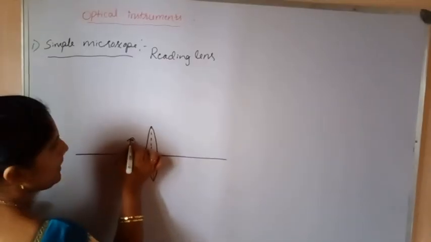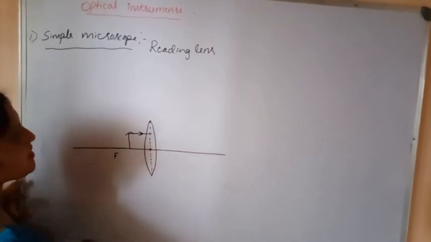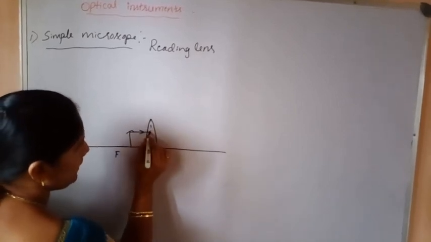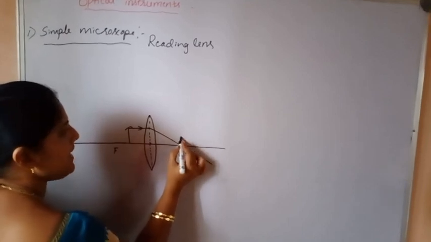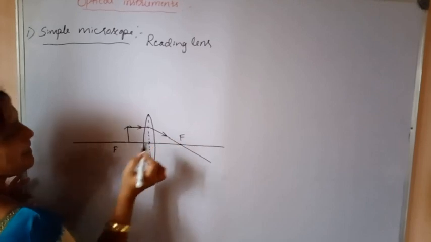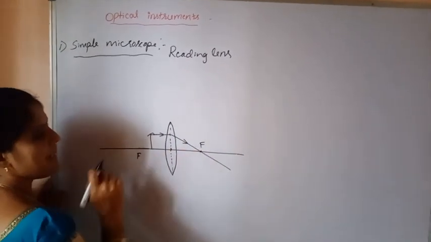Let us consider a ray of light entering this convex lens. What happens? It gets refracted like this. After refraction, it passes through the principal focus on the principal axis. This is the incident ray and this is the refracted ray.